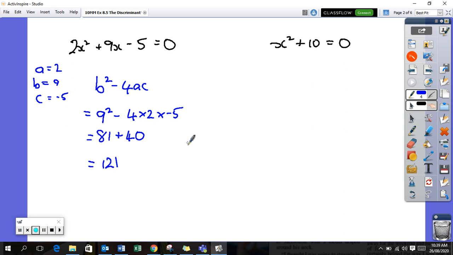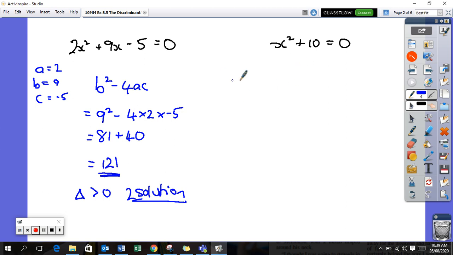Okay, and just note that 121 there, that's a square number. So here, discriminant is greater than 0, we're going to get two solutions. We're going to come back to this one though, because it's really important that that's a square number.